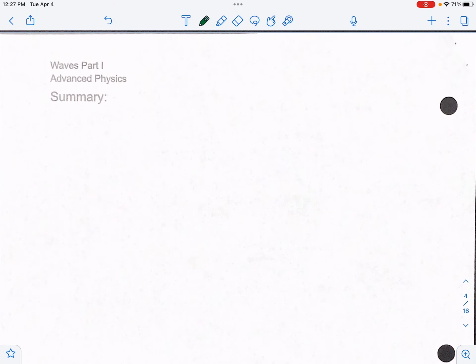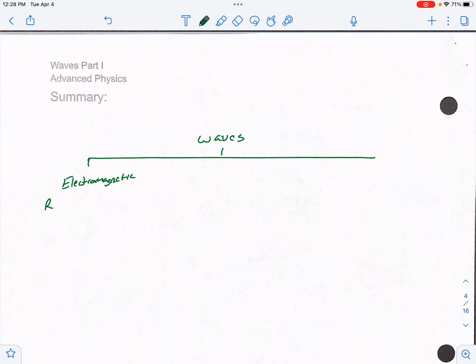So we'll do a real quick summary, and then that will end this video. Okay, so we have waves. Okay, we're going to break those into 2 categories. Okay, first I have electromagnetic. Okay, so remember that was your radio, microwave, infrared, visible, UV, X-ray, and then gamma.